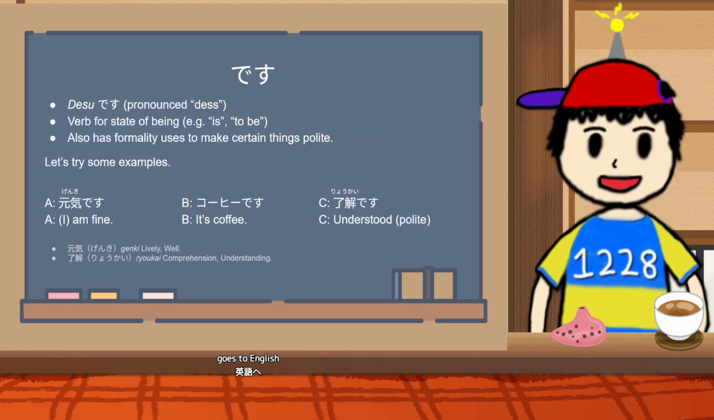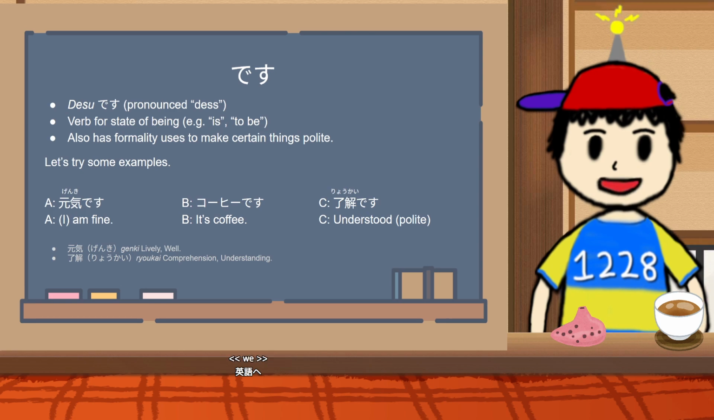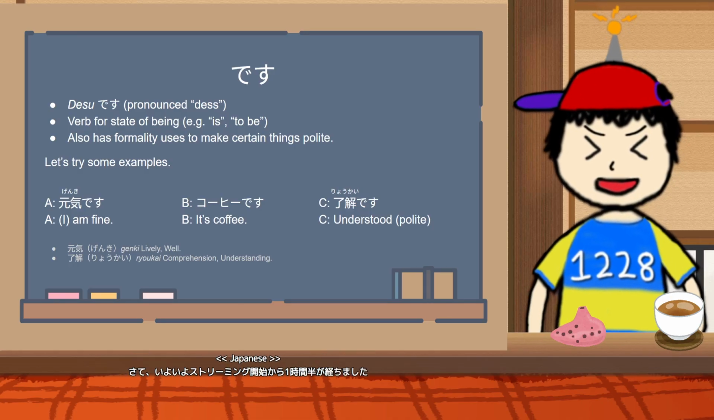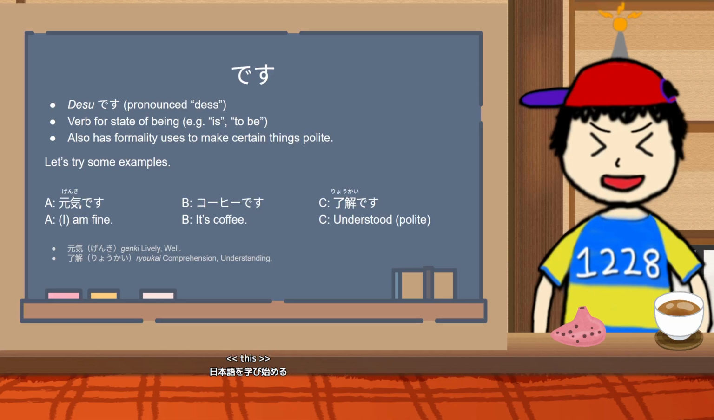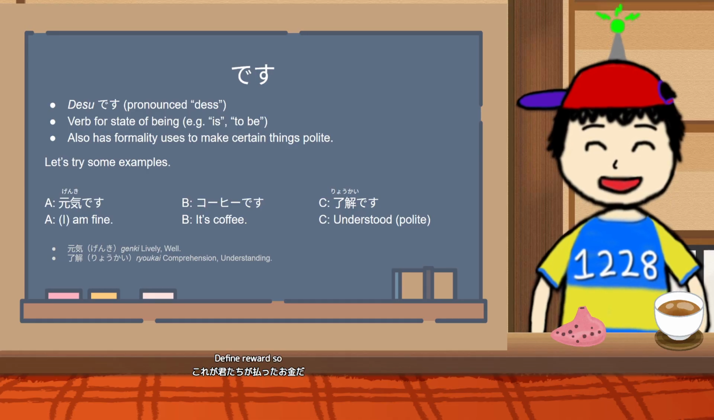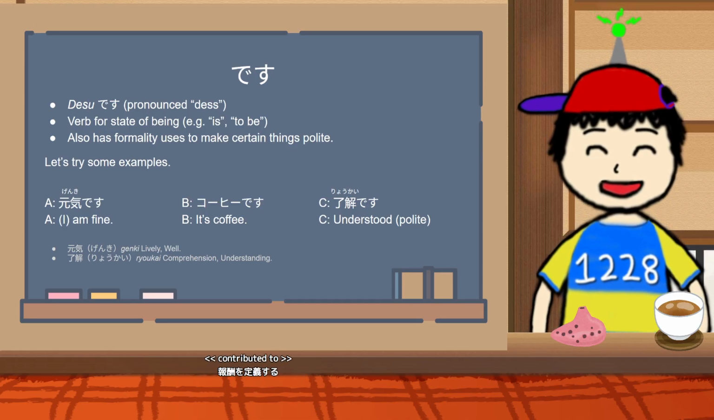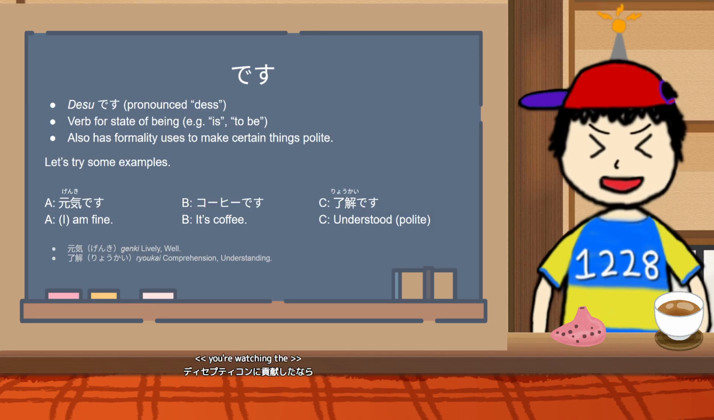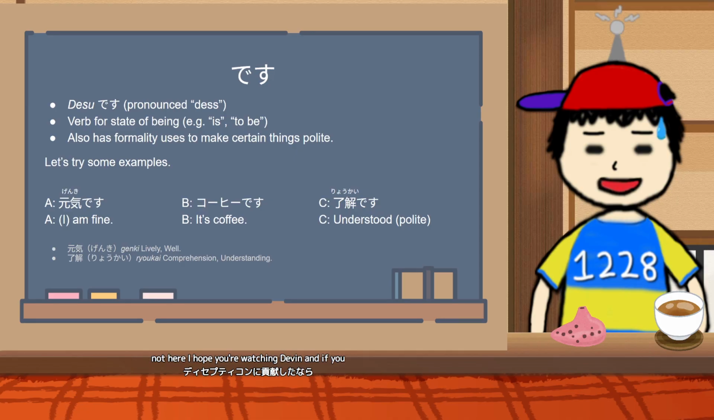So now, it's time to actually start. We are an hour and a half into the stream. It is now time to start learning Japanese for real. This is what you guys paid for. Literally, because this is a Subathon reward. So if you contributed to the Subathon and you are not here, I hope you're watching the VOD. And if you somehow, for some reason, are not watching this, then I thank you for your charitable donation.